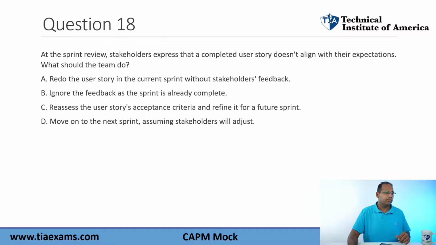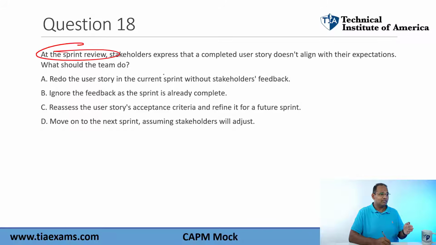Question 18. At the sprint review, stakeholders express that a completed user story doesn't align with their expectations. What should the team do? So keep in mind, sprint review is when the customer reviews what's wrong with the deliverables or the things that were made during the previous sprint. So let's see what this is. Redo the user stories in a current sprint without the stakeholders' feedback. No, you don't do that. You just don't redo it in a current sprint. You just don't go back to it. The sprint is done. Notice it says at the sprint review. Ignore the feedback as the sprint is already completed. You never ignore users' feedback.